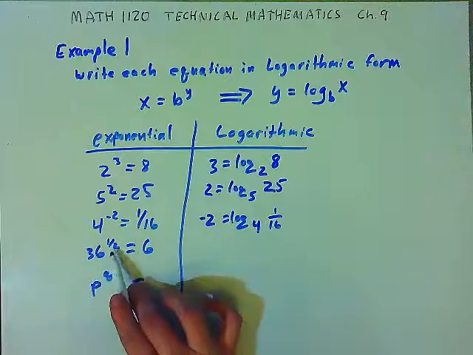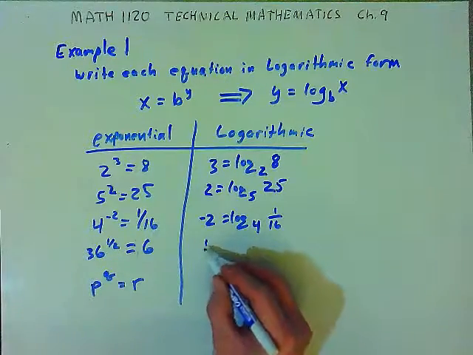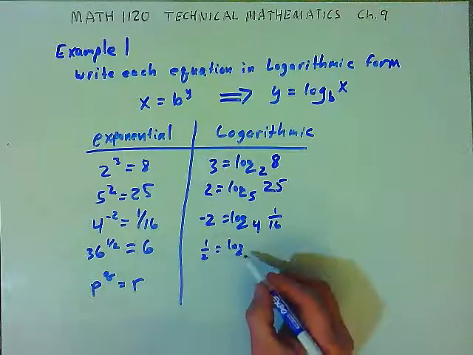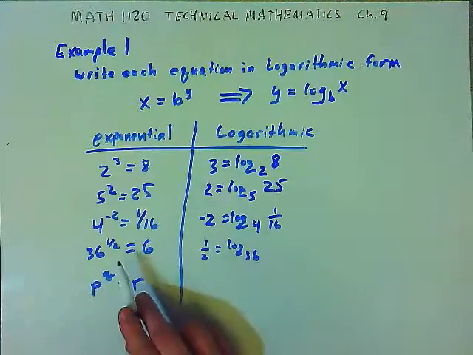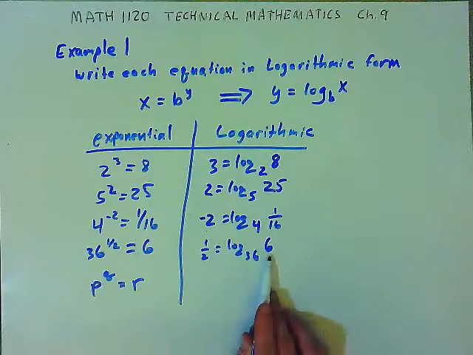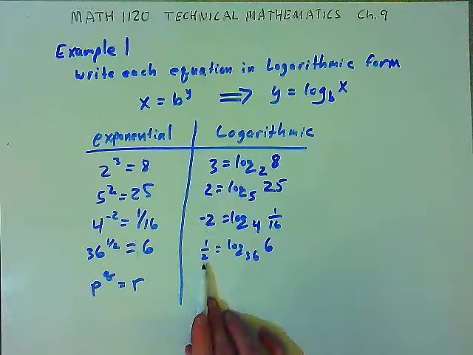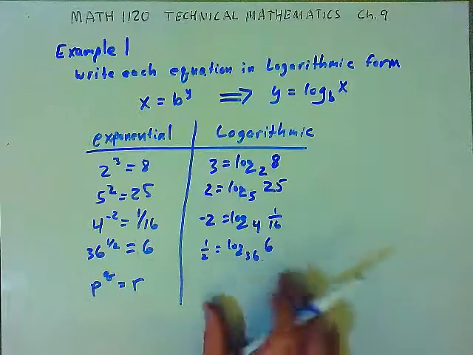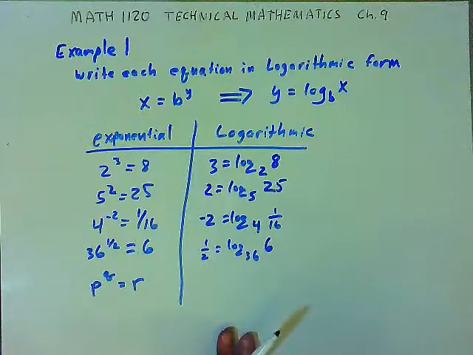Here we have 1/2 is equal to the log of base 36 of 6. So this is saying 36 to what power is equal to 6? The answer is 1/2, because 36 to the 1/2 power is in fact 6. So we've just rearranged the values to be in a logarithmic form.